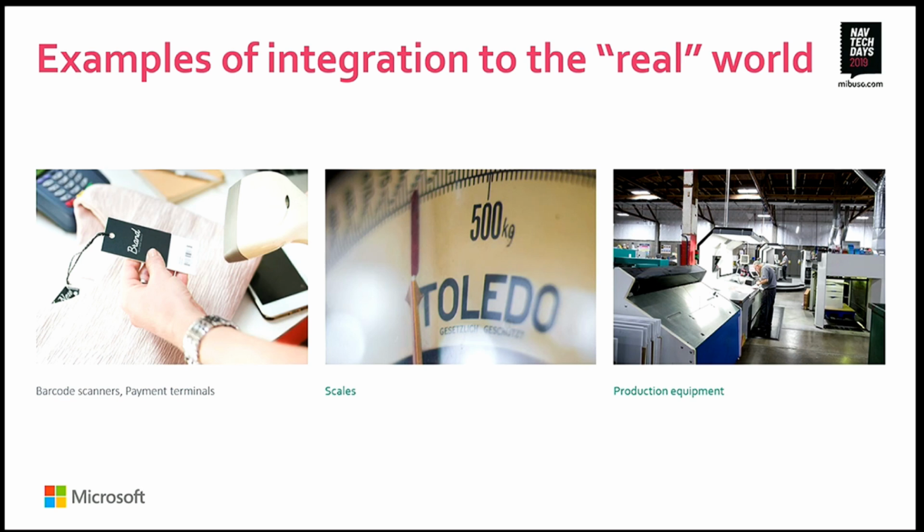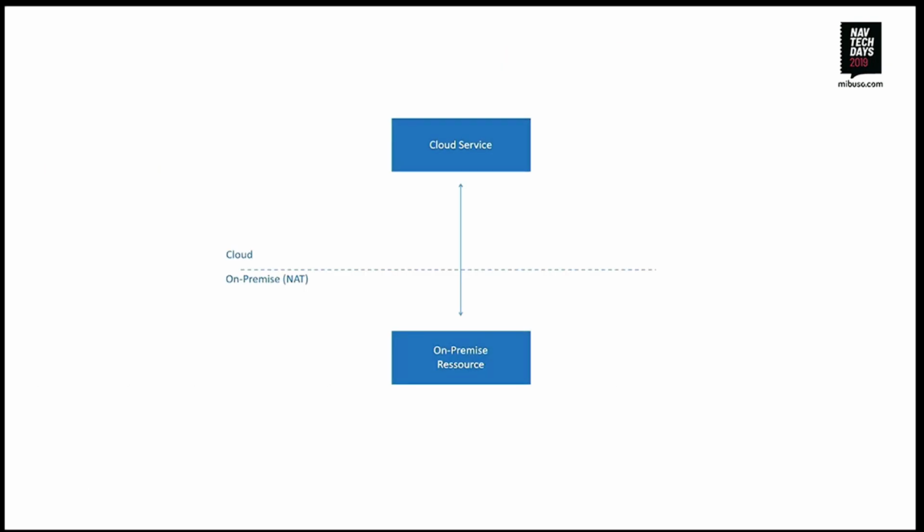Maybe at some point in time, some of these will be integrated into the cloud with, for instance, IoT, which Gert is going to talk about. But right now, the reality is a lot of this is not in the cloud. So what can we do about that? Is there a way that we can bridge between the cloud and on-premise? Essentially, this is the problem. We have a cloud service and we have something on-premise. And that something is always behind a firewall. If it's not, we probably don't want to talk to it anyway.